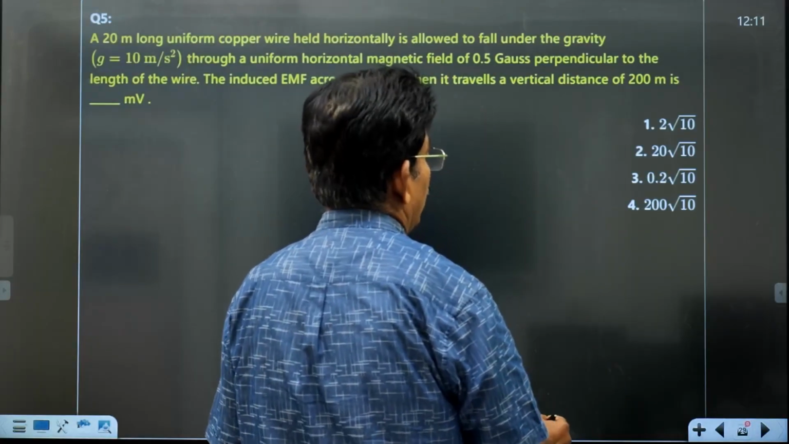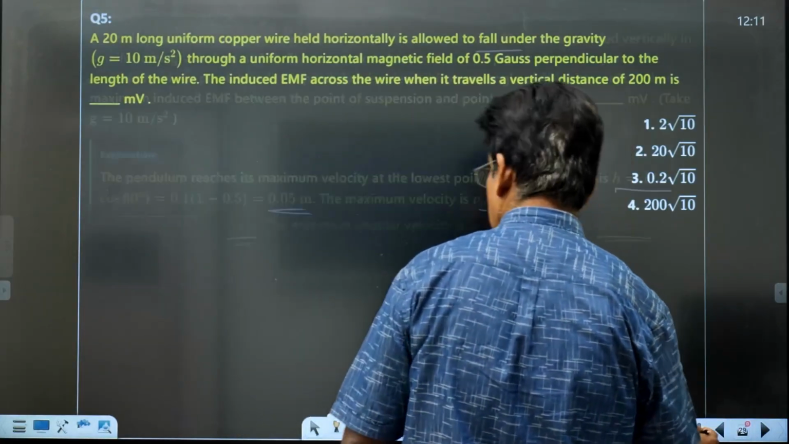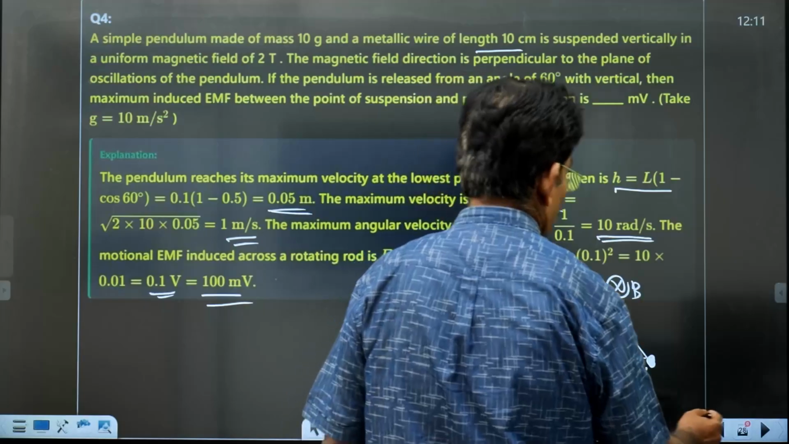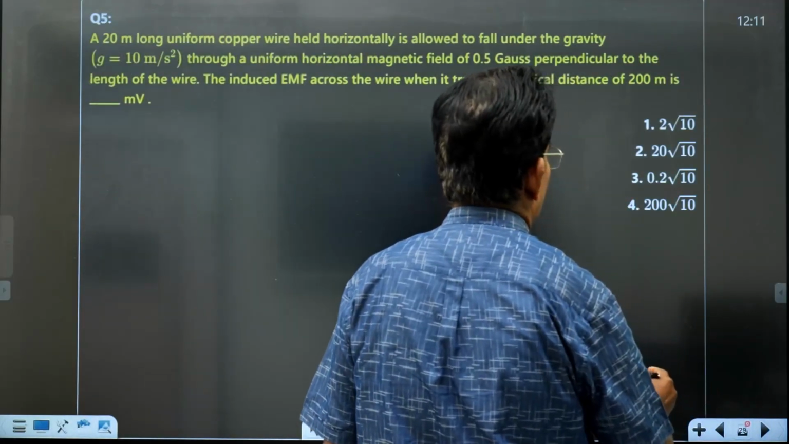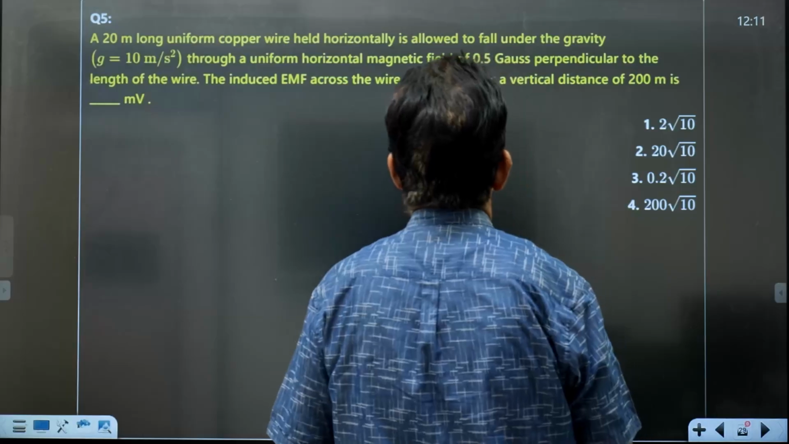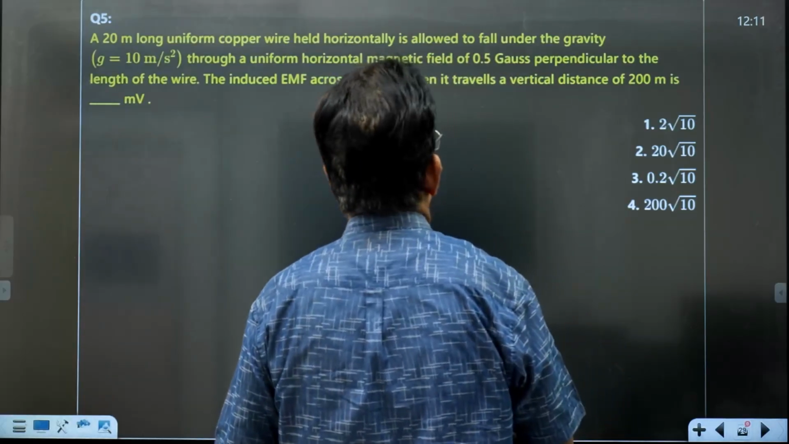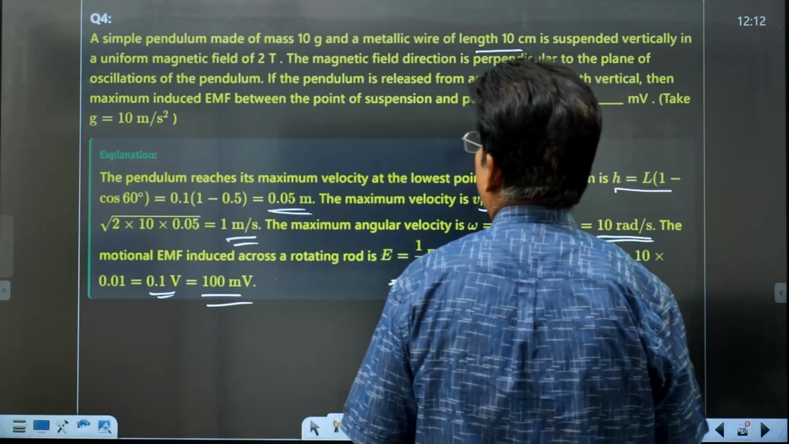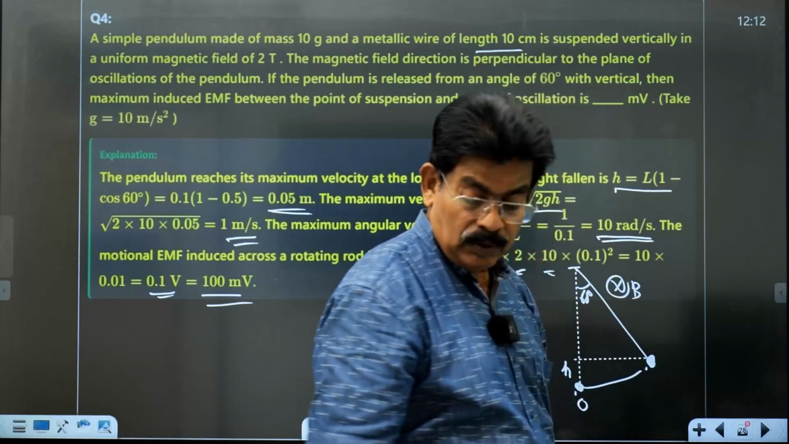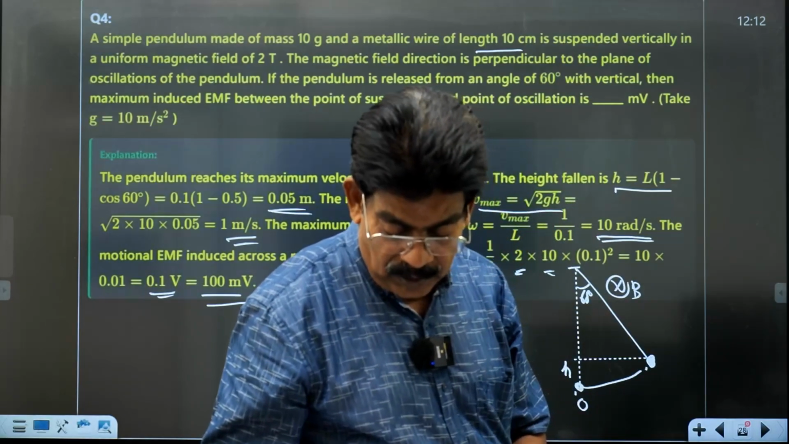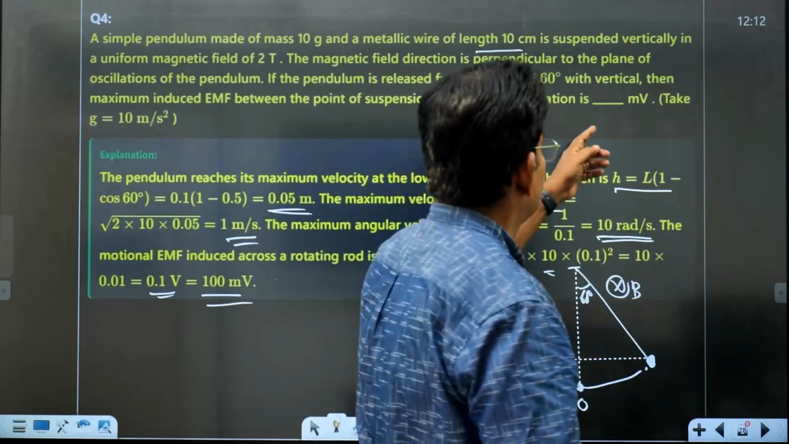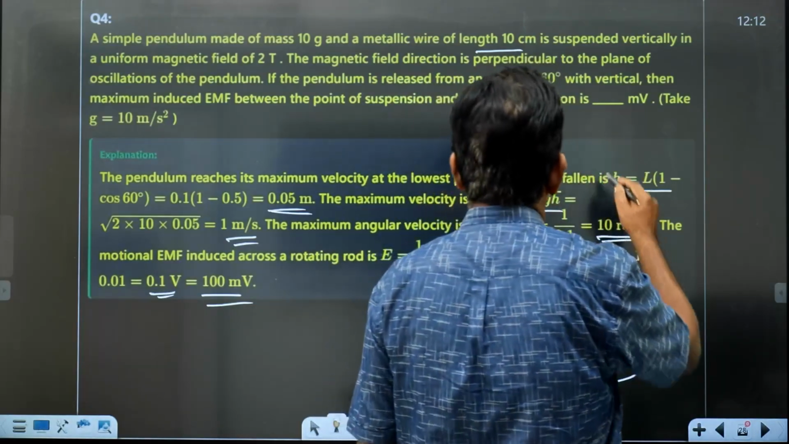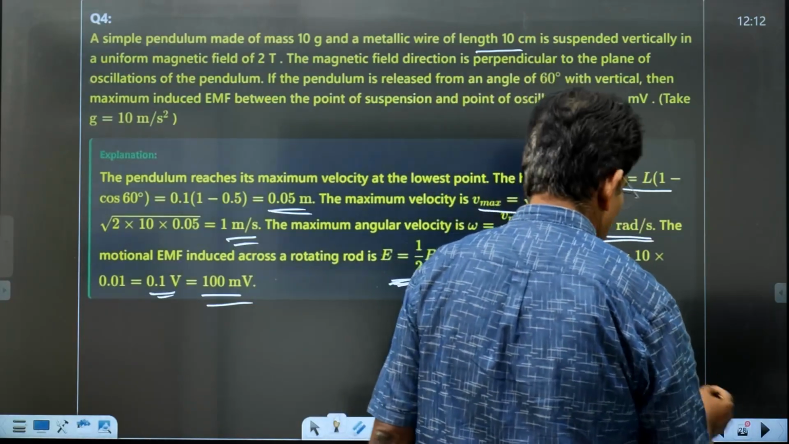So, in the fill up the blanks, the answer here, it is coming to be how much? We got 100 millivolt. What you have to calculate is the induced EMF after a distance of, okay, options, let me check the question paper. This is correct. We have to fill up the blanks only, no options given. This is coming to be 100 millivolt. That's correct.